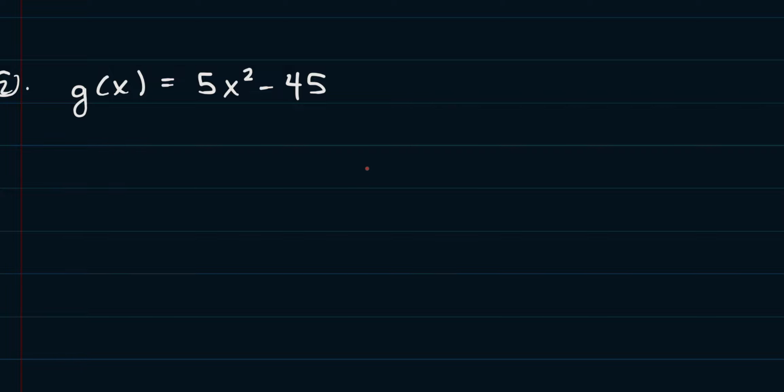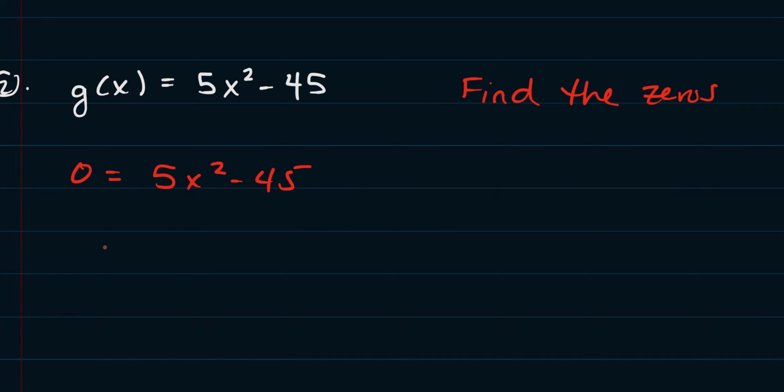So here's our next function. g of x is equal to 5x squared minus 45. We want to find the zeros. So what we do is we set the function equal to 0. And then we ask ourselves, is there something we can take out, a greatest common factor? The answer is yes. We can factor out a 5. And we can actually divide both sides by 5. We can always divide by a non-zero number. So divide by 5. We get 0 is x squared minus 9.